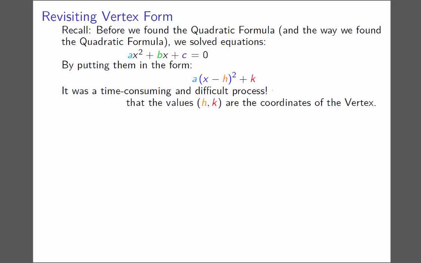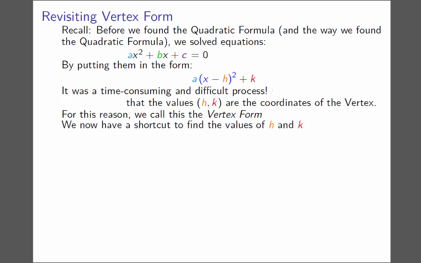But we have now seen that the values h and k are the coordinates of the vertex. For this reason, we call this form the vertex form. We just couldn't give it this name before because we didn't know what a vertex was. But we now have a shortcut to find the values of h and k.